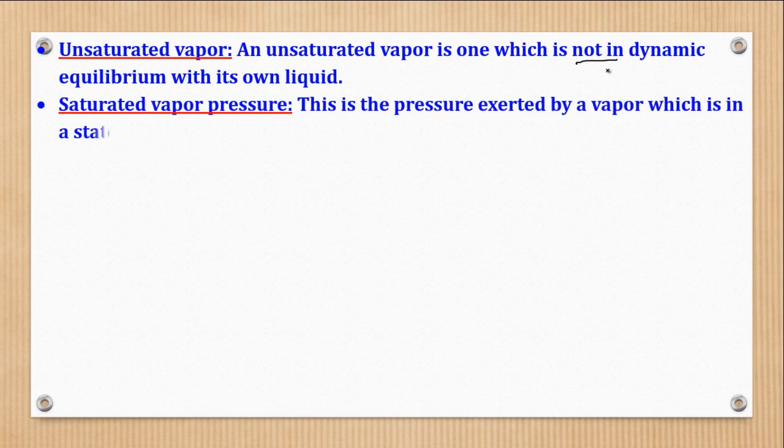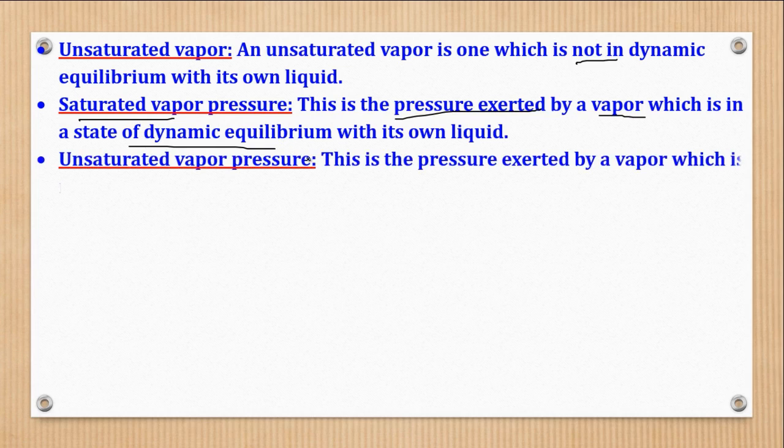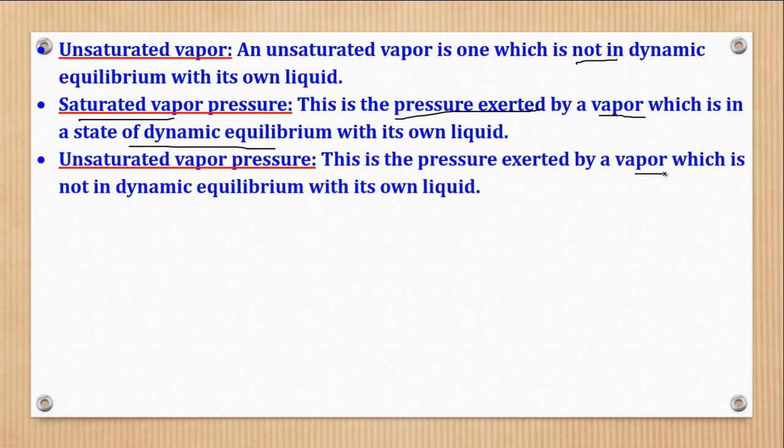After understanding that, we shall now go to pressure. Saturated vapor pressure is the pressure exerted by a vapor which is in a state of dynamic equilibrium with its own liquid, while unsaturated vapor pressure is the pressure exerted by a vapor which is not in dynamic equilibrium with its own liquid.